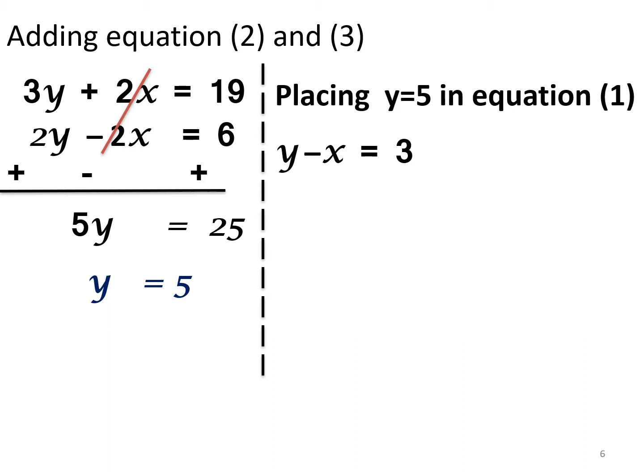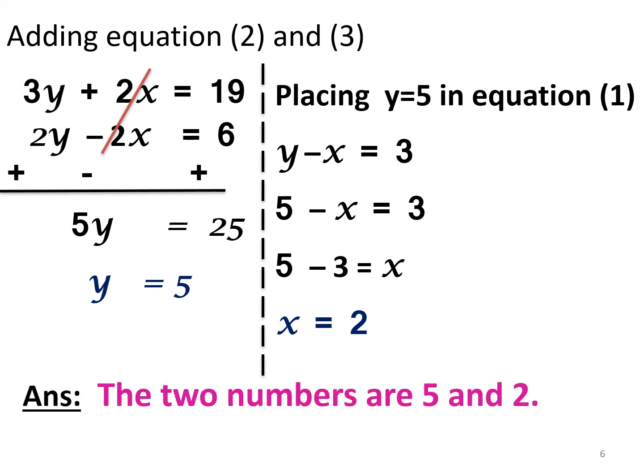Placing y is equal to 5 in equation 1, that is y minus x is equal to 3. 5 minus x is equal to 3. 5 minus 3 is equal to x, and therefore x is equal to 2. This is not the answer. It is a word problem. A word problem always has to be written in the statement form. The question asked was, which are the two numbers? So now we will write the values. The two numbers are 5 and 2.